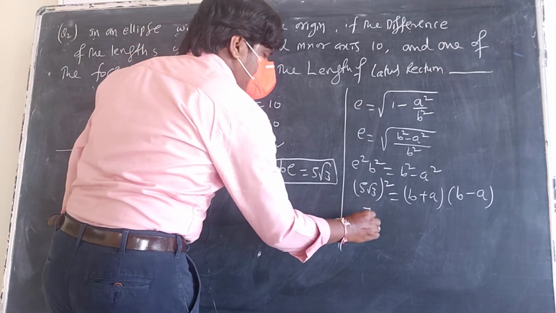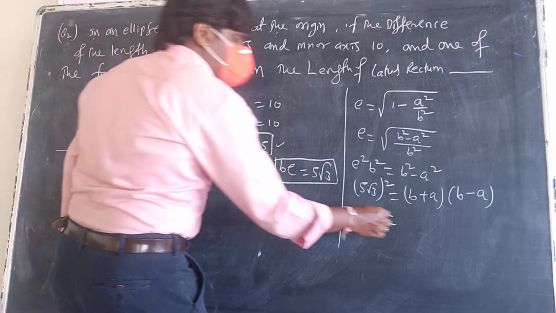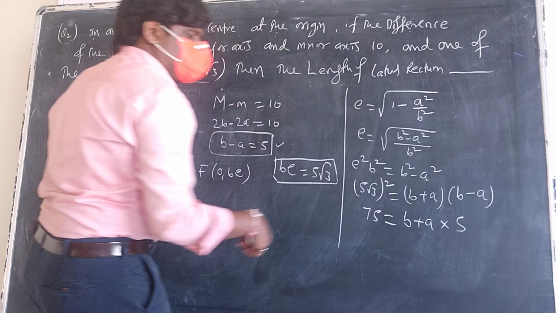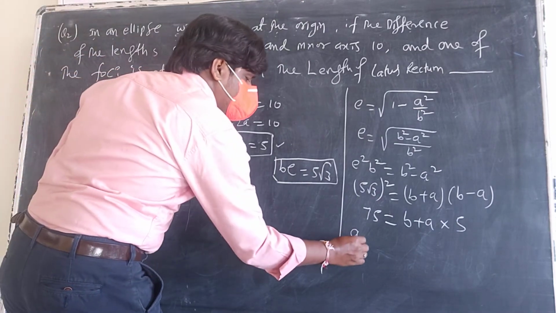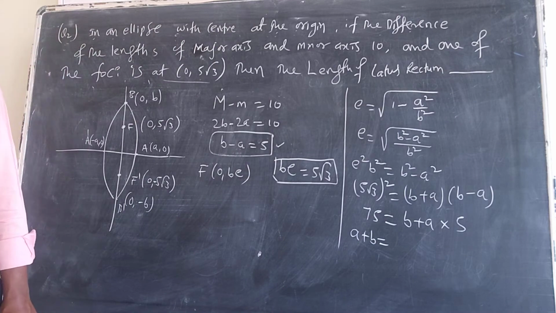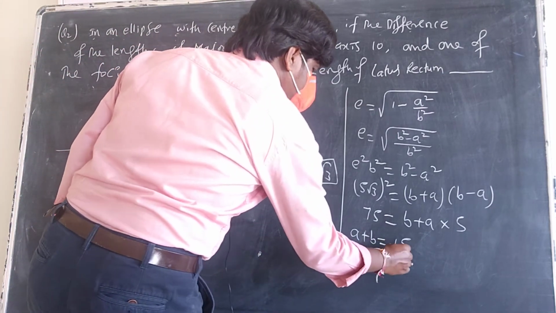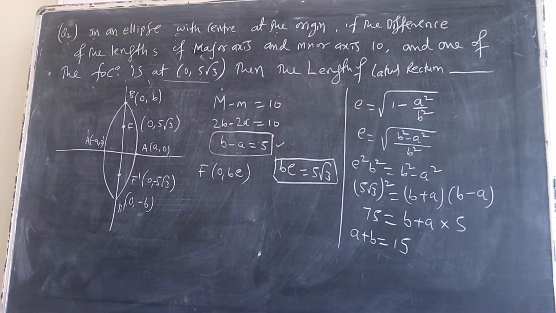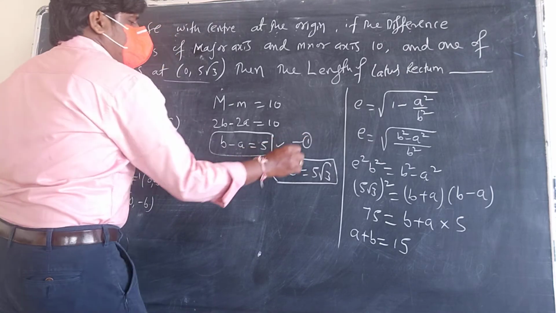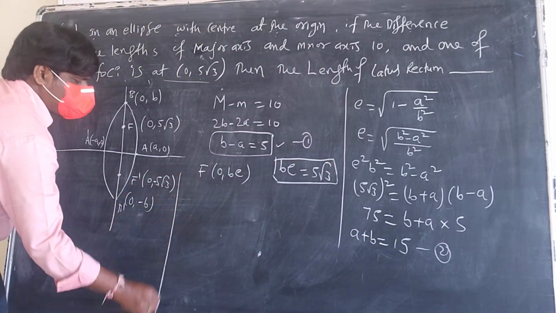So I get 75 is equal to b minus a, which is 5, times b plus a. You can cancel the 5, so a plus b is equal to 15. Now this is equation number 1 and this is equation number 2. You just solve equations 1 and 2.